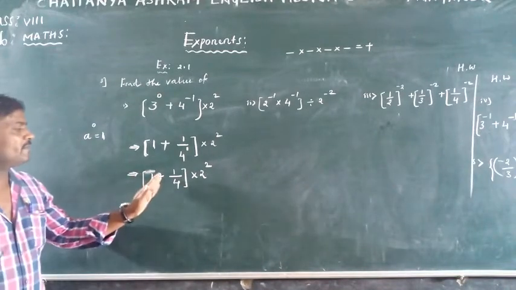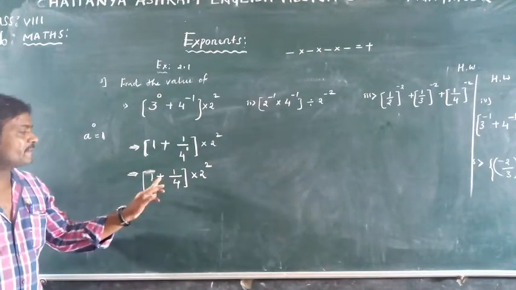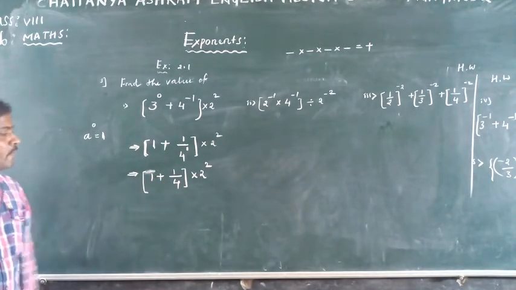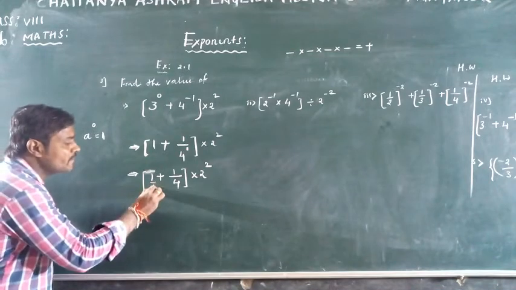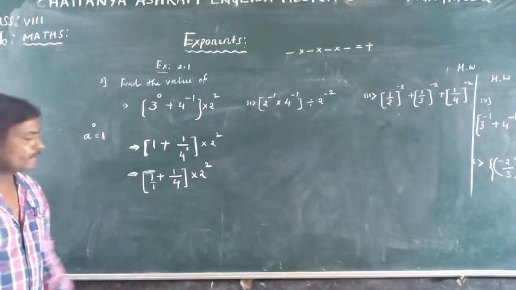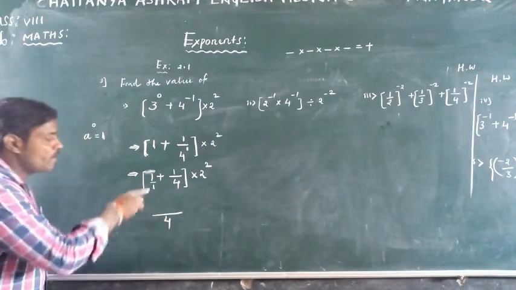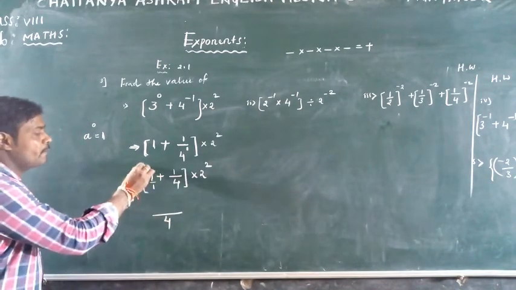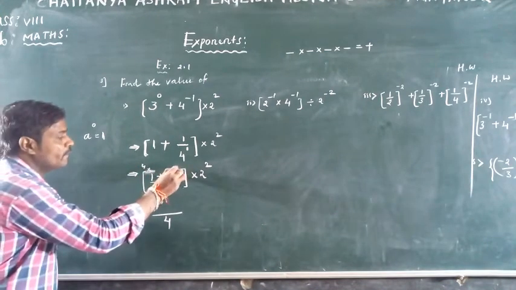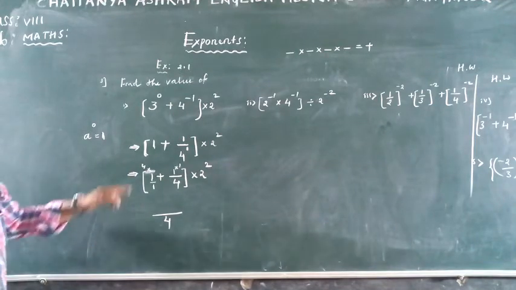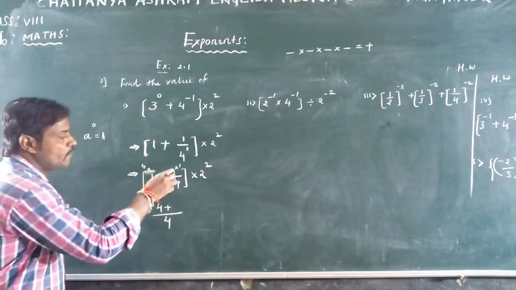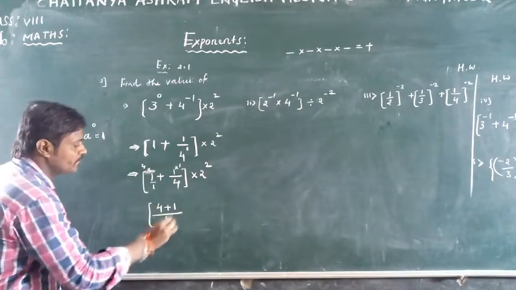Simplify. How to add these two? This is addition of a whole number and a fraction. How to add these two? By taking the LCM. So what is the denominator of this one? It has 1 as a denominator. So what is the LCM of 1 and 4? That is 4. 1 fours are 4, 4 ones are 4. We have to write that one here. Then multiply 4 into 1, 4, plus 1 into 1, 1.